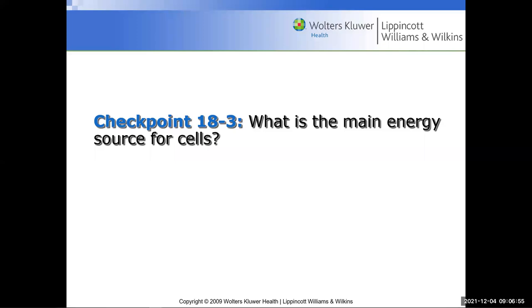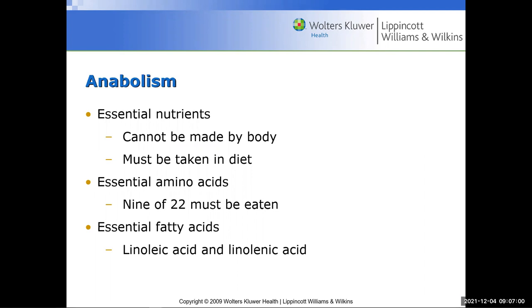Let's talk about how that breakdown occurs. Anabolism is buildup, catabolism is breakdown. Essential nutrients cannot be made by the body and must be taken in the diet. These include the essential amino acids, 9 out of the 22 must be eaten. Also essential fatty acids, called essential because the body can't synthesize them, including linoleic acid and linolenic acid.